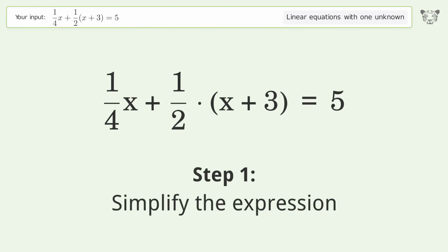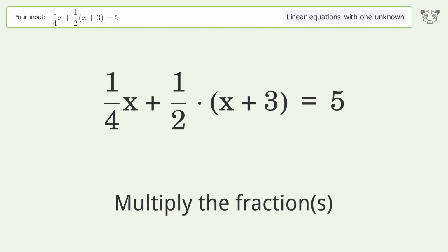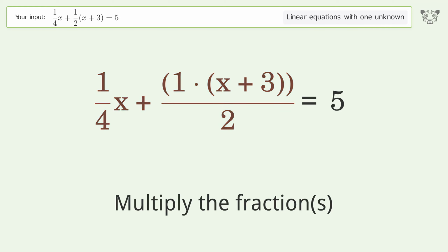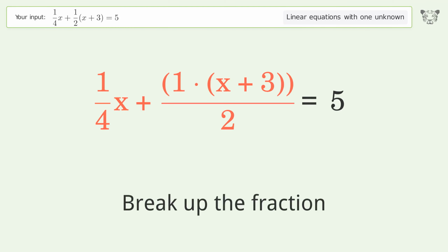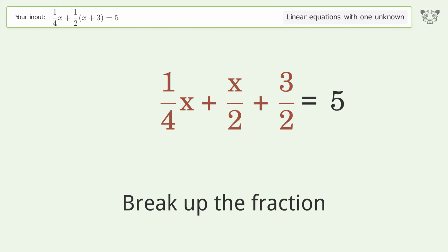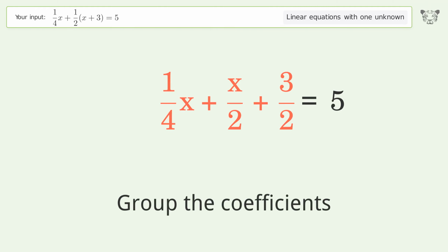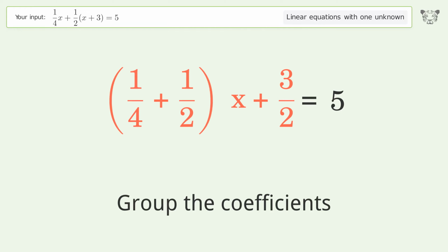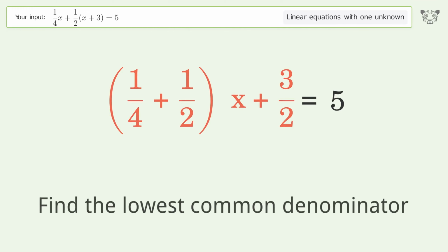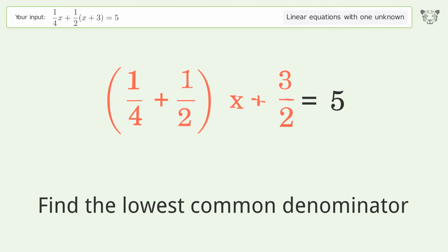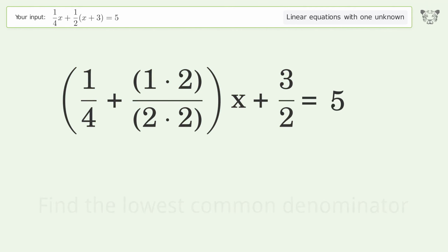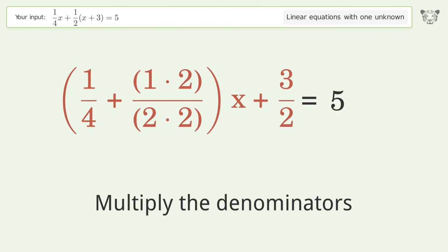Simplify the expression. Multiply the fractions. Break up the fraction. Group the coefficients. Find the lowest common denominator. Multiply the denominators.